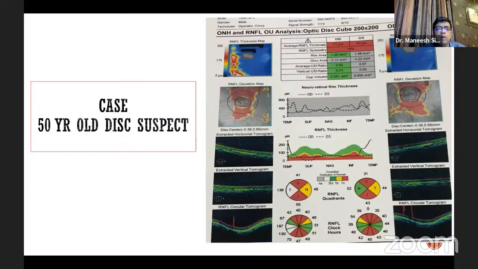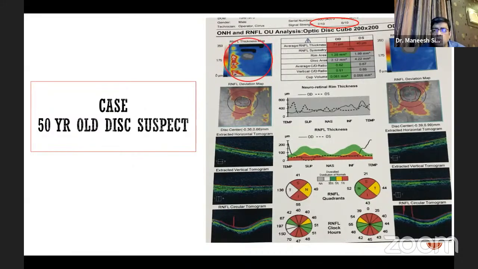Another patient, a 50-year-old disc suspect. This is the patient I saw. I had gone to Jamshedpur in the pre-COVID era for a program, and that time I met one ophthalmologist who had purchased a new Cirrus machine, and he did a Cirrus OCT in one of his relatives, and he showed me the report. And he just wanted my opinion. So I saw the disc. This looked to be suspicious, but when I saw the OCT, I couldn't correlate with it because there is such a gross thinning of RNFL. How can this patient, say a glaucoma suspect, have such gross thinning of RNFL?